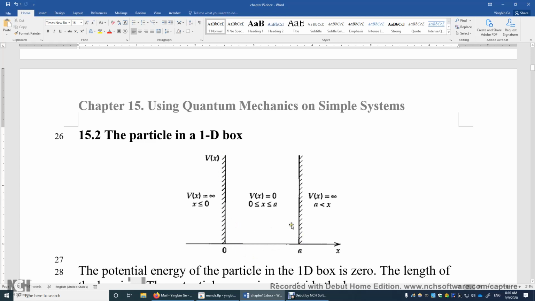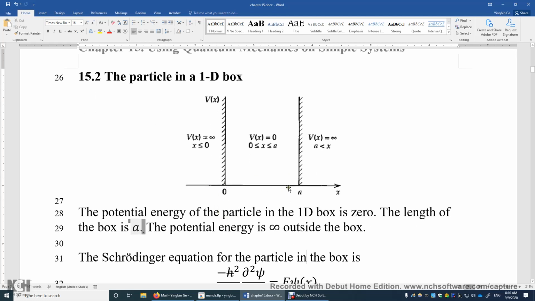What about the vertical axis? It's actually the potential energy of the particle. The potential energy of the particle is 0 inside the box. It's infinity outside the box. Therefore, this particle is completely confined between 0 and a.